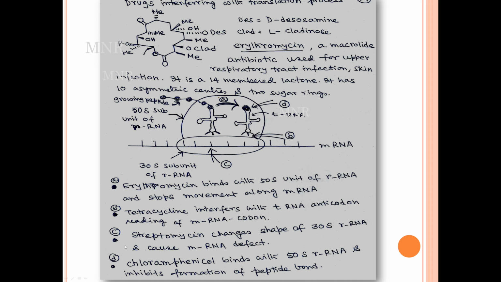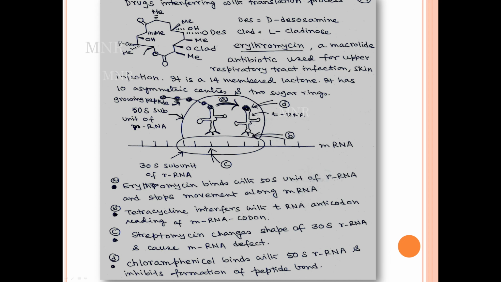So let us discuss the 4 steps here. What erythromycin is doing and how it is interfering with the translation process, which exclusively stops the protein biosynthesis. So erythromycin binds the 50S unit of the ribosomal RNA and stops movement along the messenger RNA. So erythromycin is blocking that 50S subunit. And then tetracycline, these are all about to come. So at a time I have done erythromycin, tetracycline, streptomycin, chloramphenicol.